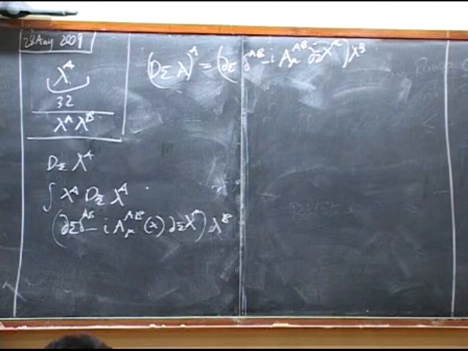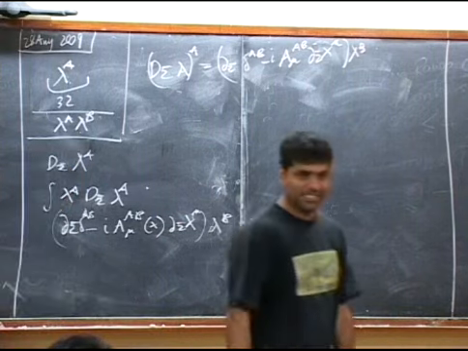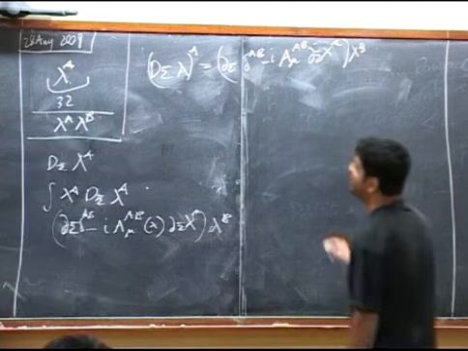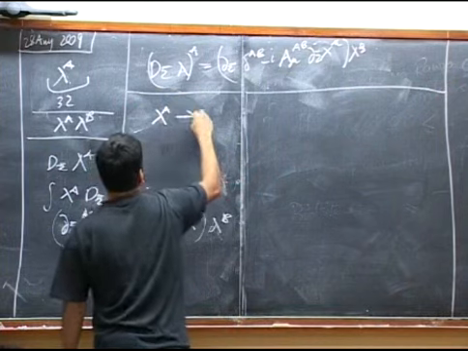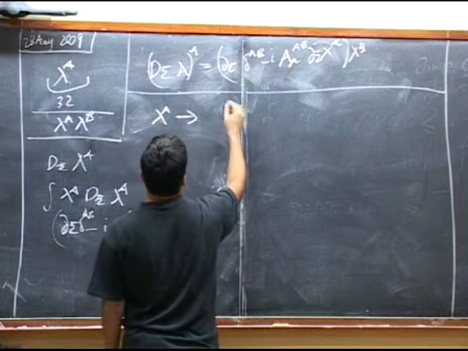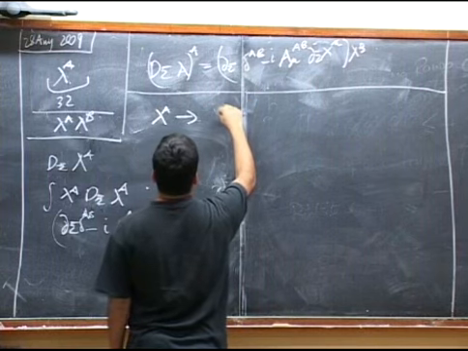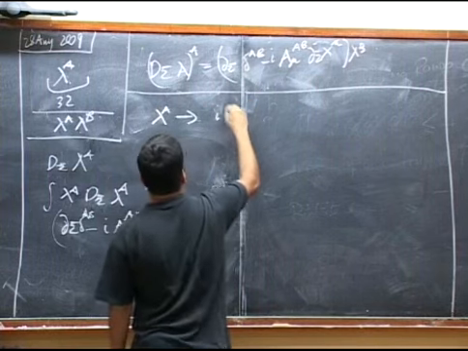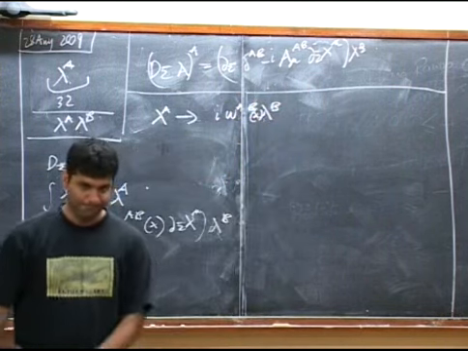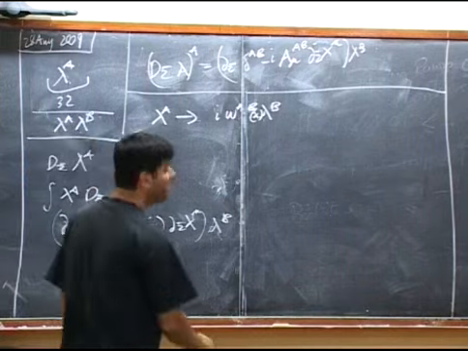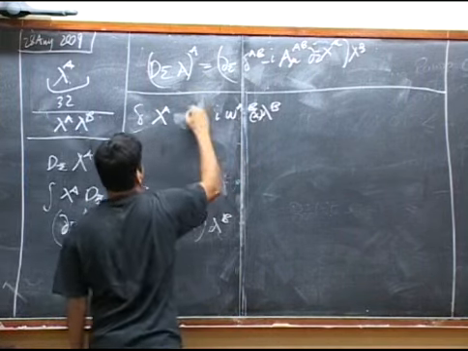Okay. Now, is this reasonable? What is the principle that governs this relation? The principle is gauge. Okay? We want our action to be invariant under lambda A goes to i omega AB lambda B, but this thing is a function of X. So delta lambda A is this.